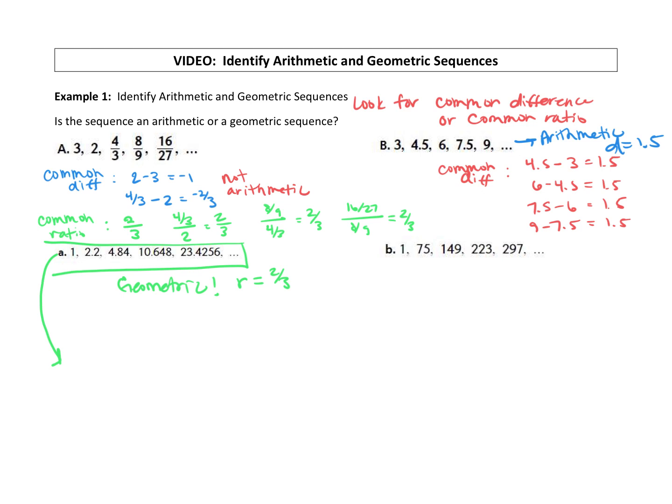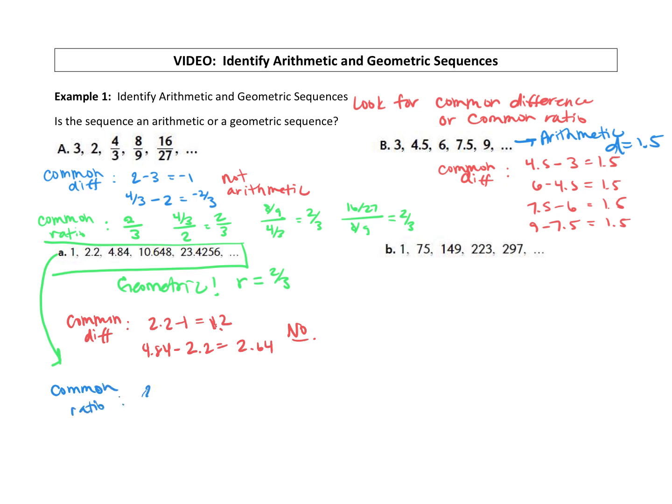All right, moving on to lowercase a. Let's look for a common difference first. What is nice about this, if we do 2.2 minus 1, we get 1.2. Then let's do 4.84 minus 2.2, and we get 2.64. So right now, those are not the same. So there is not a common difference. It's not arithmetic. So let's check to see if it's geometric. Let's look for a common ratio.